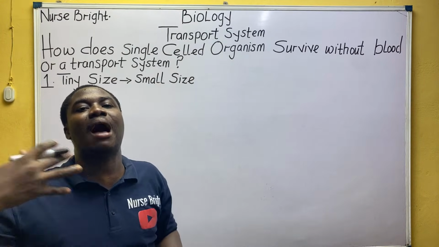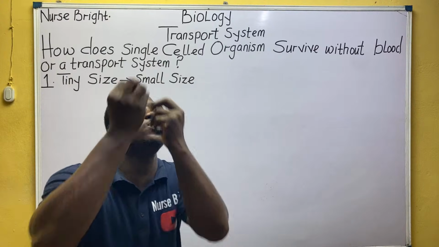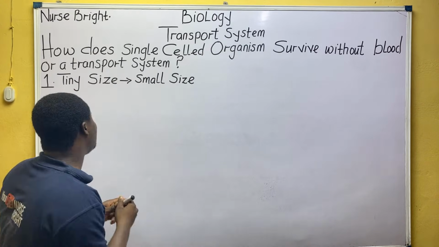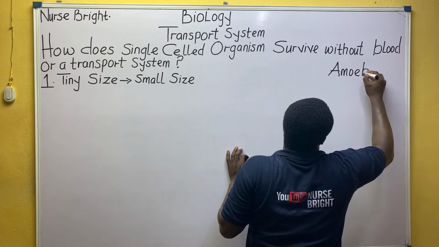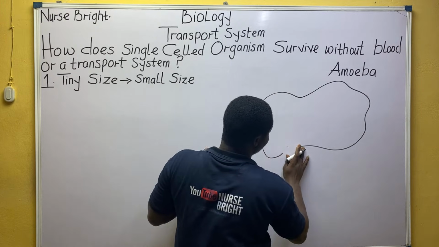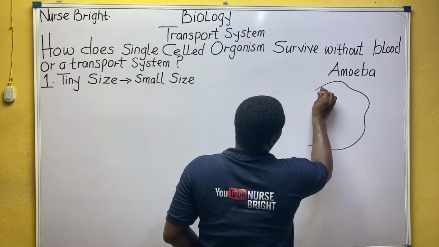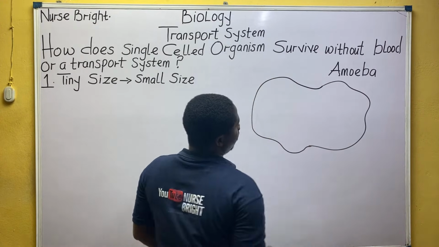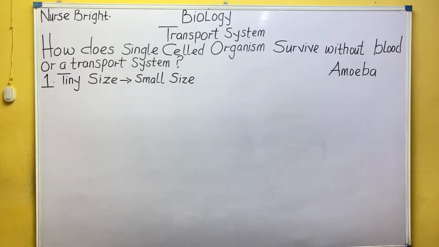Let's take a very common example like amoeba. Amoeba is a single-celled organism, basically unicellular. We've learned that amoeba is a protista, specifically a protozoa. So using amoeba as a case study, let's just draw amoeba. You know, amoeba has an irregular shape. It's not a regular structure. Let me even draw it smaller. There's a reason I said I want to draw it smaller.